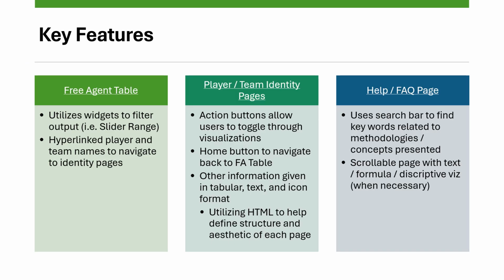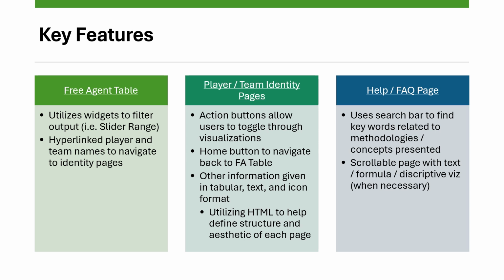So a little bit more about the key features of my application. Starting on the free agent table page or the player evaluation page, I'll be able to utilize widgets to filter the output in the table, which my users ask for. For example, a slider range to allow them to navigate based on the player's expected value, so a team could theoretically find free agents within their price range. As well, I'll be using the hyperlinked player and team names to navigate to identity pages, which I mentioned previously.